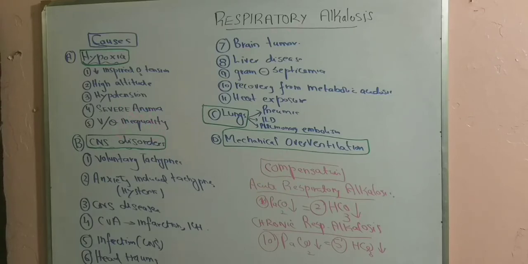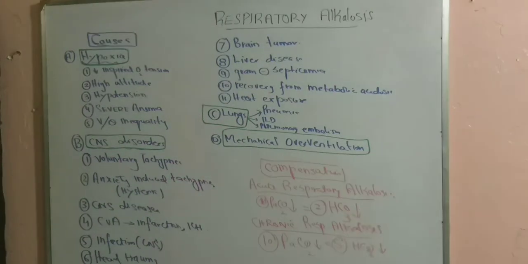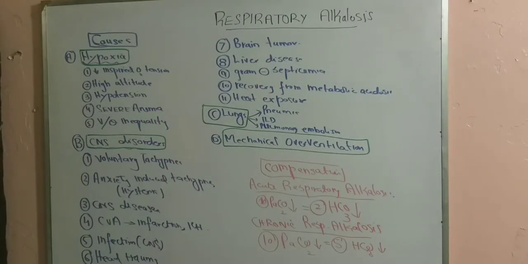There are certain CNS, or central nervous system, disorders which ultimately result in tachypnea or hyperventilation. One can be that someone starts taking more breaths voluntarily. And the other situation can be when someone has a hysteric attack, the patient is very anxious, and it can be anxiety-induced tachypnea. Then there are a lot of diseases which affect the brain, which will ultimately result in hyperventilation and respiratory alkalosis.